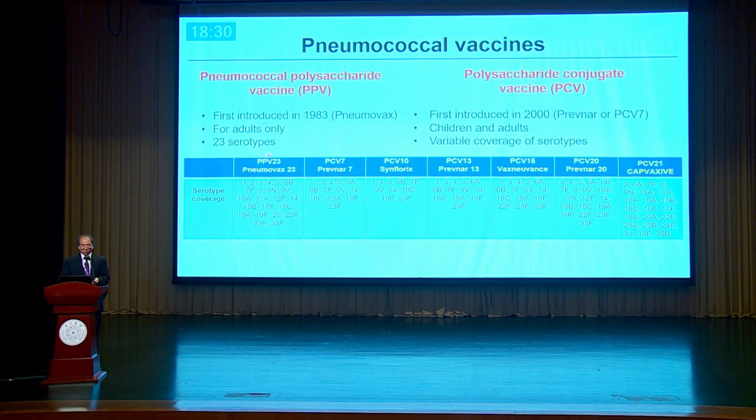Okay, so here, PPV23 consists of just pure polysaccharide from 23 serotypes of Strep pneumo. This was licensed many years ago. It's probably the oldest form of polysaccharide vaccine for Strep pneumo. However, in 2000, the first conjugated vaccine was introduced in the United States, PCV7, and then it gradually increased with more serotype coverage. Now, Merck just produced a 21-serotype vaccine this year.